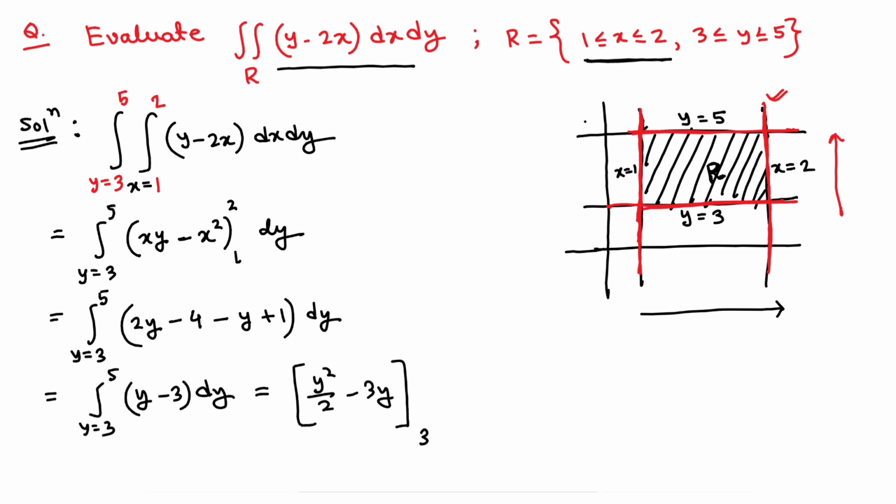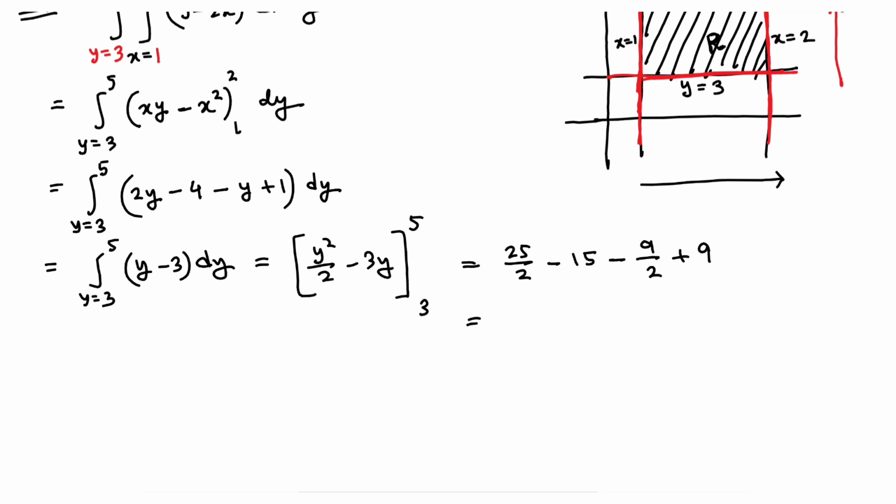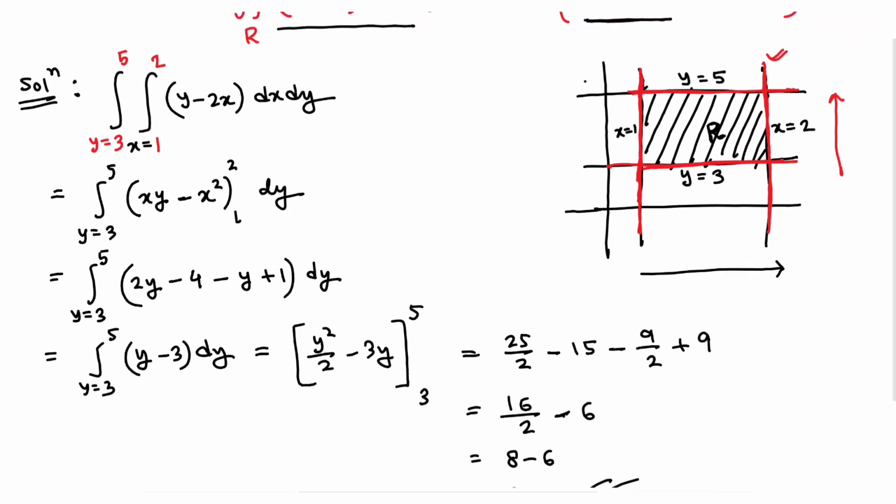Okay, 3 to 5. So this is equals to 25 divided by 2 minus 15 minus 9 by 2 minus minus plus 9. Okay, and if you simplify this, 16 by 2 minus 6. So you are getting 8 minus 6, this is equals to 2. So 2 is the answer for this problem. But this was a very easy problem.